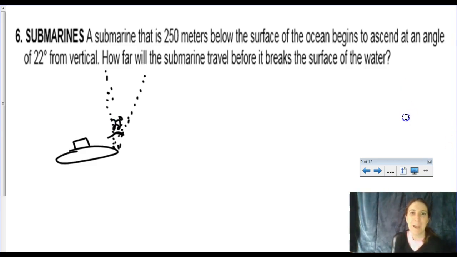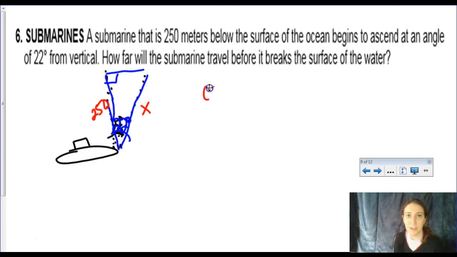So how far will a submarine travel before it breaks the surface? We know he's 250 meters down. You can't really tell because I can't draw, but there's a right triangle here. This angle right here is 22 degrees, and this depth is 250 meters. They want to know how far the submarine will travel before it breaks the surface. So this is the path of the submarine. I want to know that.